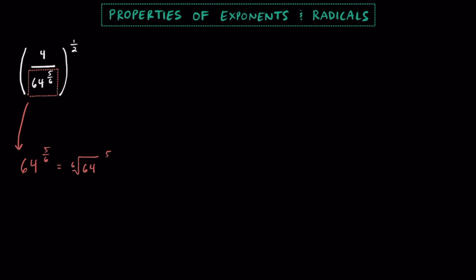So remember the denominator, that bottom number, is really telling us what root we're taking. And that numerator, that 5 up here, is telling us what power we're raising the whole thing to, right? So specifically here, we're trying to find the 6th root of 64, then raise that to the 5th power. You can always break the fraction up into those two pieces.